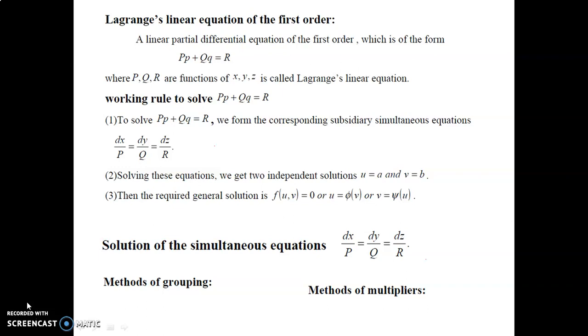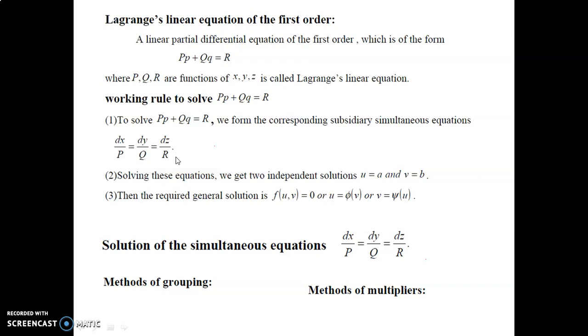So the equation capital P small p plus capital Q small q equal to capital R is said to be the Lagrange linear equation. There are three steps in order to solve this equation. The first step is that we need to frame a subsidiary equation which is of the form dx by capital P equal to dy by capital Q equal to dz by capital R, a subsidiary equation in the form of a ratio.